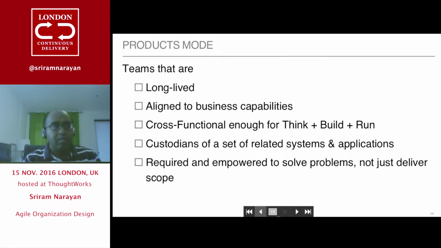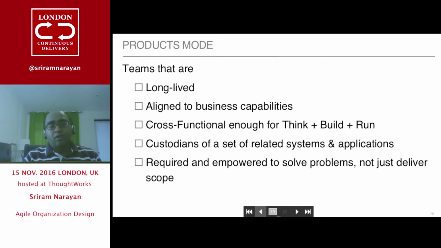We cannot set up these teams and say code ownership is shared across all teams. Anybody can touch anything, because then you're back to a project style mode of functioning where every project touches whatever systems it needs to touch in order to fulfill the scope of the project. But in this mode, in order for these teams to be somewhat autonomous and to have their own roadmap and go about it in a structured manner, they need to have custody. They need to be long-term custodians of a set of related systems and applications.